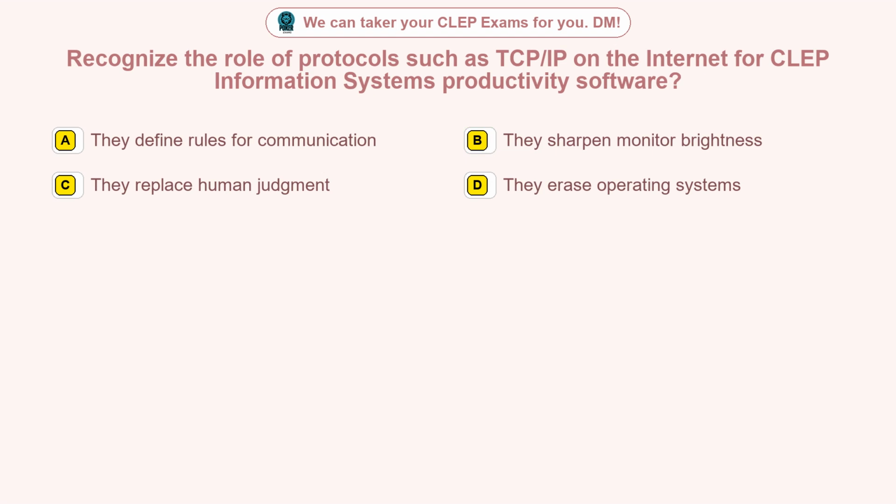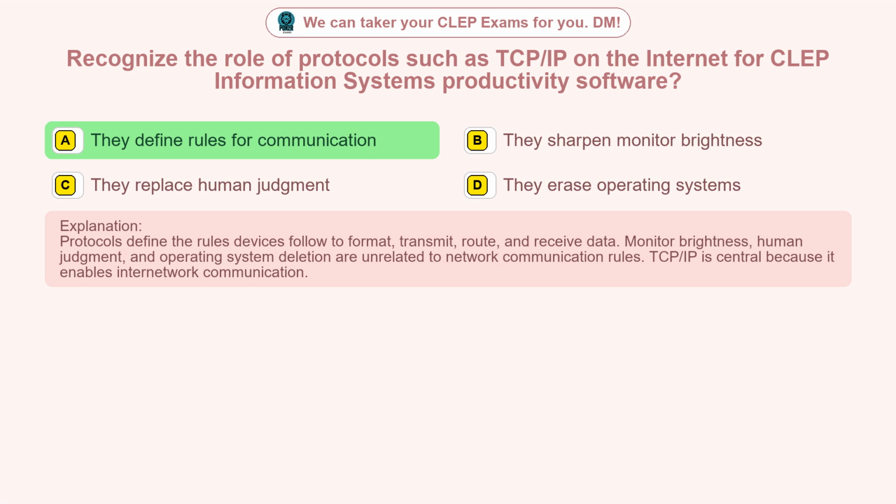Question 29. Recognize the role of protocols such as TCP/IP on the Internet for CLEP Information Systems productivity software. Option A. They define rules for communication. Option B. They sharpen monitor brightness. Option C. They replace human judgment. Option D. They erase operating systems. The correct answer is option A. They define rules for communication.